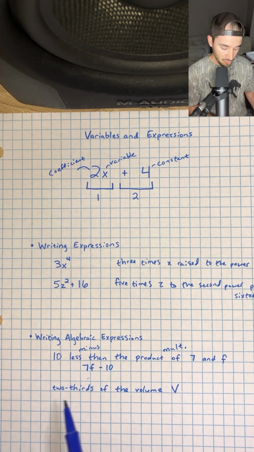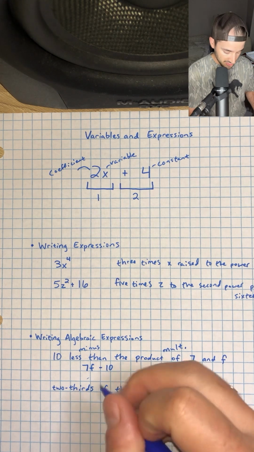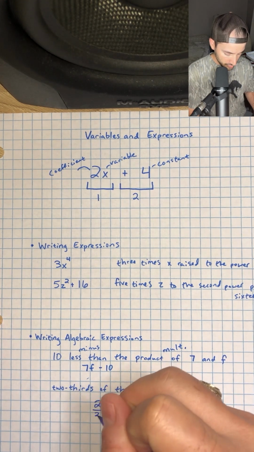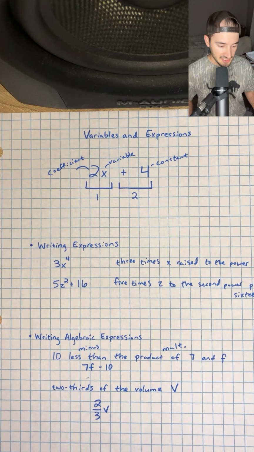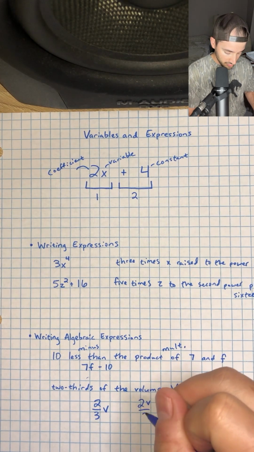All right, next we have 2/3 of the volume V. And so if we want 2/3 of V, we would just do 2/3 times V, or just 2 over 3V. So we can write that as 2 over 3V, just like that. And you could also write that as 2V over 3.